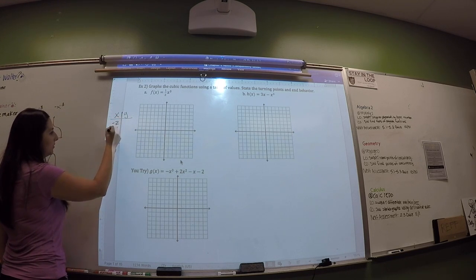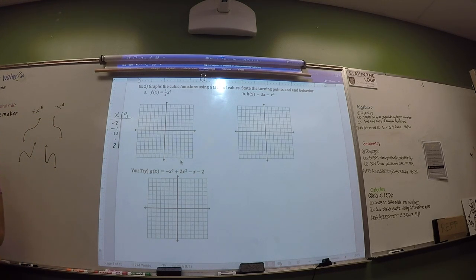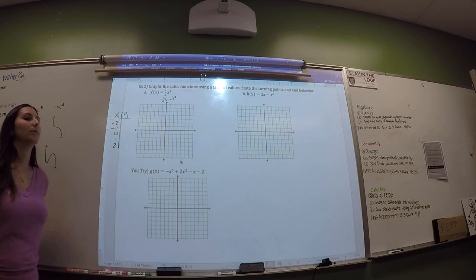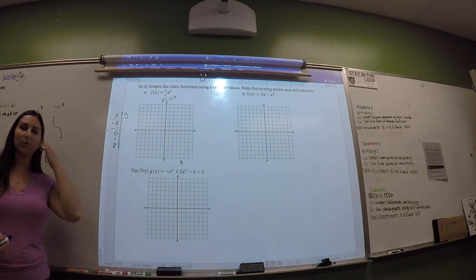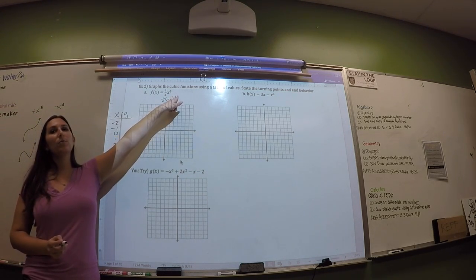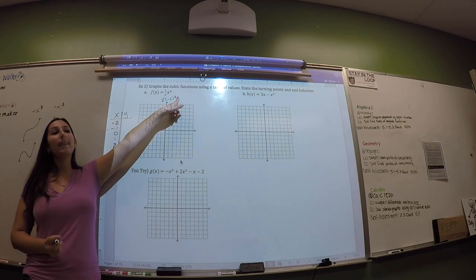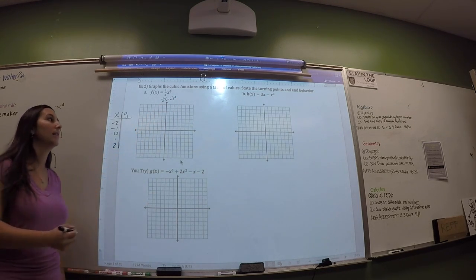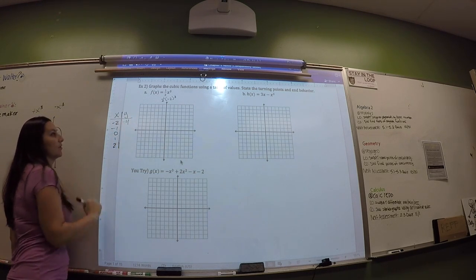I'm going to plug in -2, -1, 0, 1, and 2. Let's see what we get. We could graph this in our calculators eventually, not right now. We're not dependent on the calculator all the time. We're just going to use it for certain things. So if you plug in -2, -2 cubed is what? -8. -2 times -2 times -2 is -8. Then you're going to take half of that. Okay, so that's your first point.